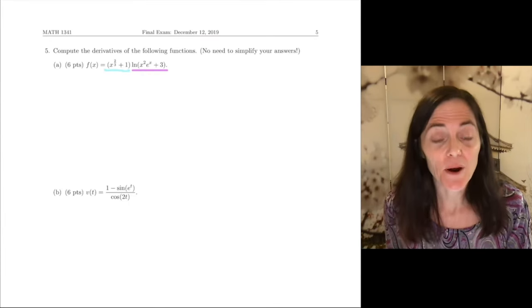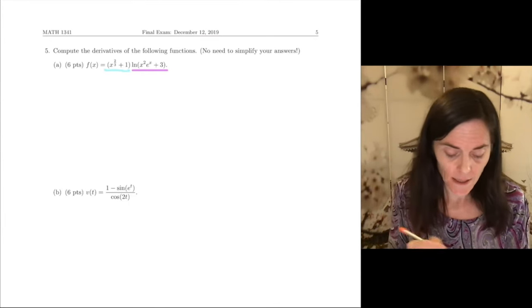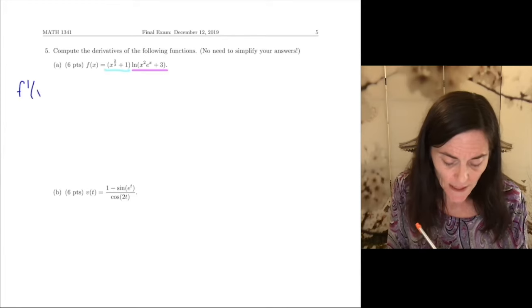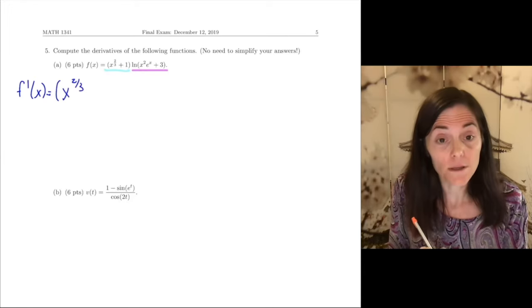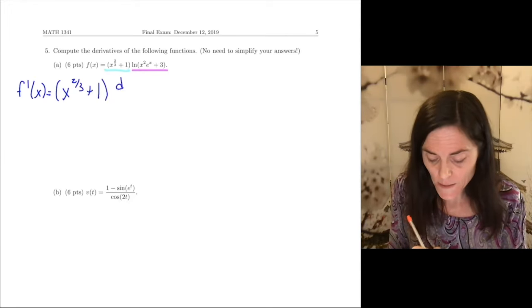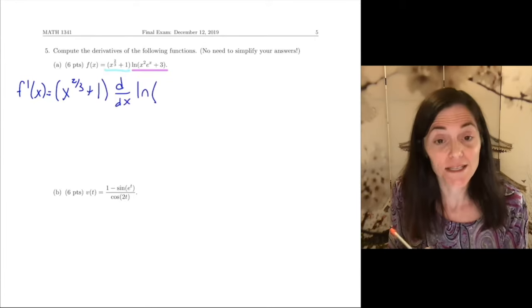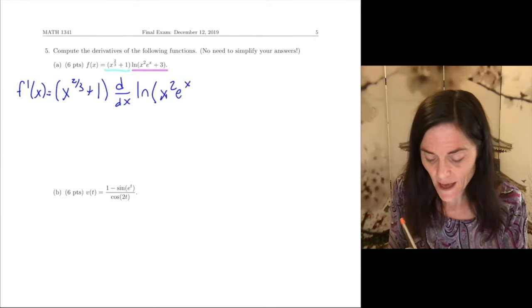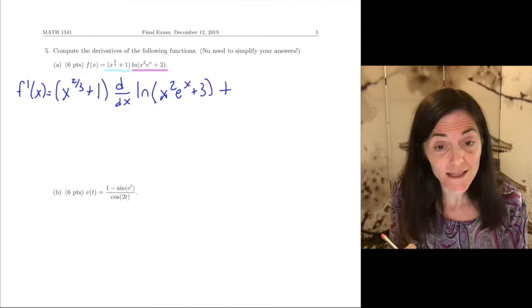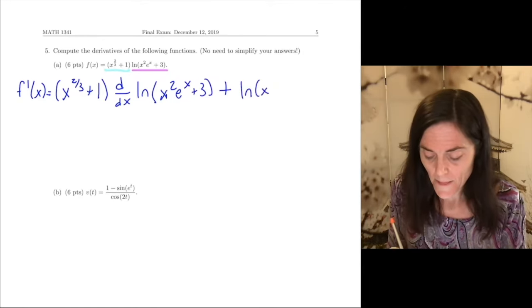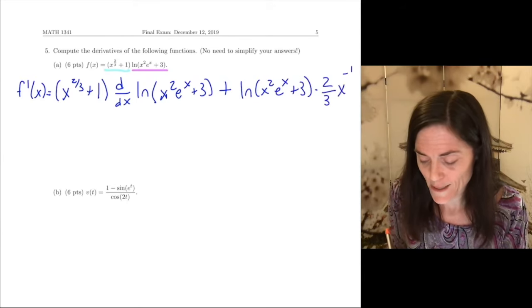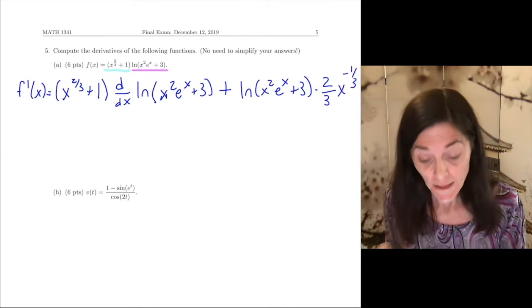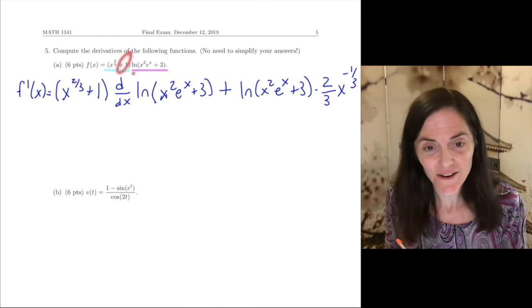So in the first one, part A, the first rule I see is a product. I might write this in 2 steps. When we go to take the derivative, this would be first, which is x to the 2/3 plus 1, times the derivative of the second, which is x squared e to the x plus 3, and then plus the second times the derivative of the first. This I will just do: 2/3 x to the minus 1/3. That was power rule. The derivative of this 1 here is 0.